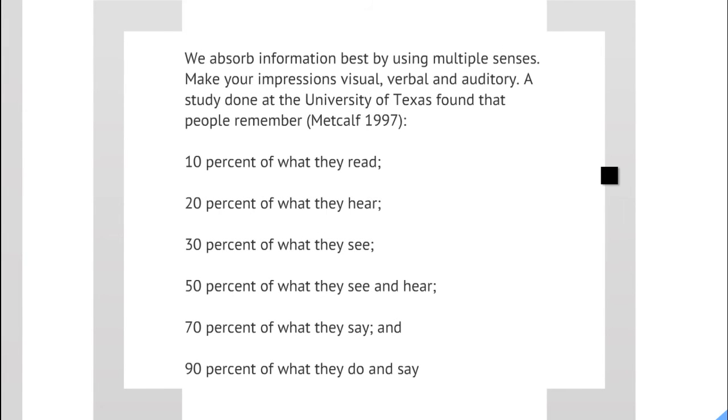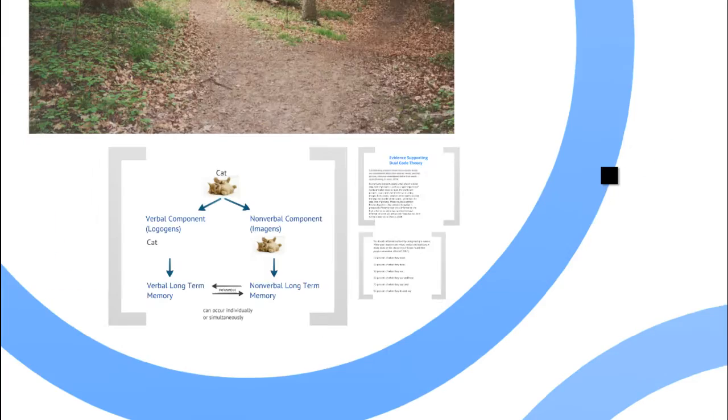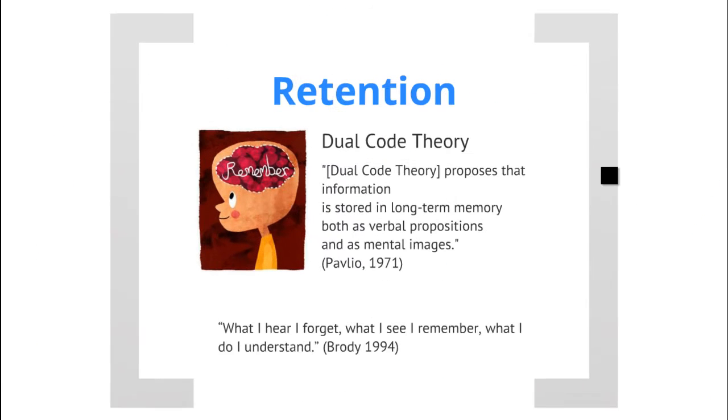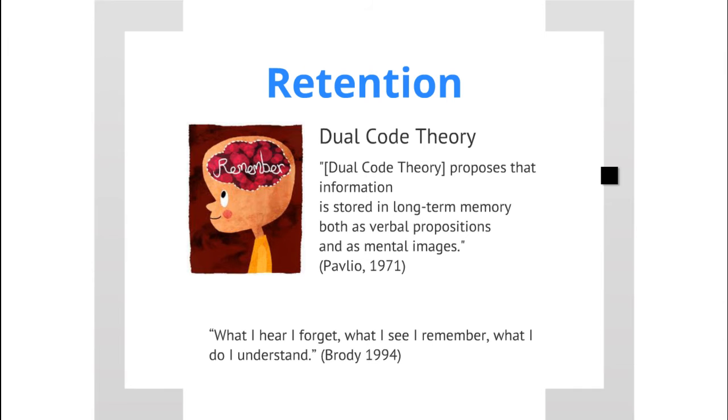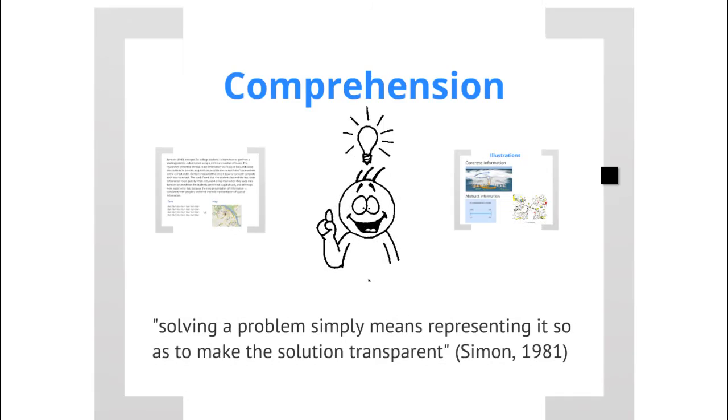Also, another really cool statistic is that we absorb best by using multiple senses. Make your impressions visual, verbal, and auditory. A study done at the University of Texas found that people remember, this is by Metcalf, 1997, 10% of what they read, 20% of what they hear, 30% of what they see, 50% of what they see and hear, 70% of what they say, and 90% of what they say and do. Overall, it goes back to retention: what I hear, I forget. What I see, I remember. What I do, I understand.